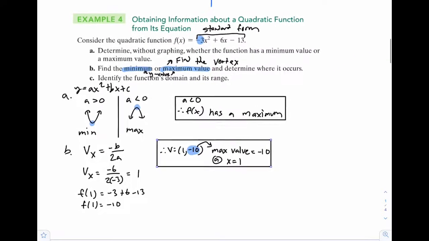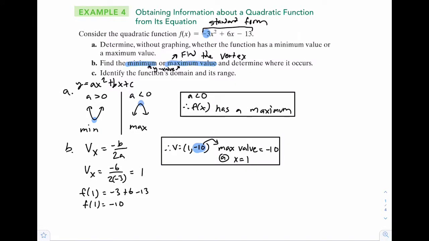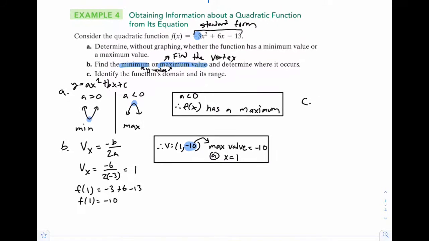Now we have the last part, C. So identify the domain and range. So A says without graphing, but for this one, if you ever got to figure out the domain and range and you have all this information like this, sketching a graph is going to be easier to think about. So we're not going to make an accurate graph, we're just going to do a rough sketch.